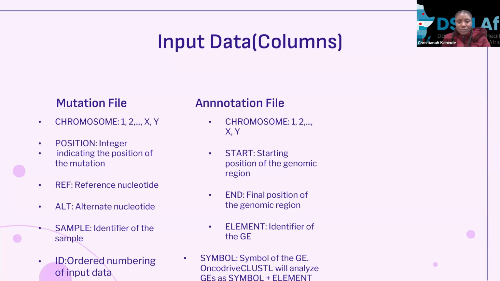So for the annotation file, the 5 important columns that should be in your input data are your chromosome, your start, which is the starting position of the genomic region, then the end, which is the final position of the genomic region, the element, which is the identifier of the genomic element, then the symbol of the genomic element. Yes. Then you can also include the strand, which is an additional column.